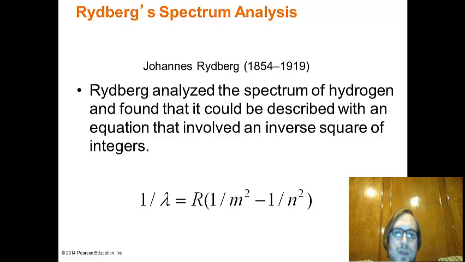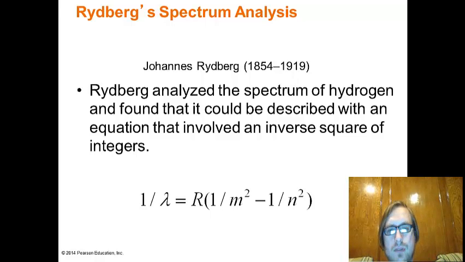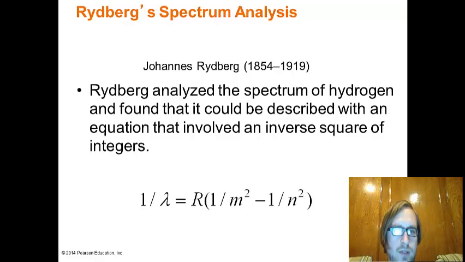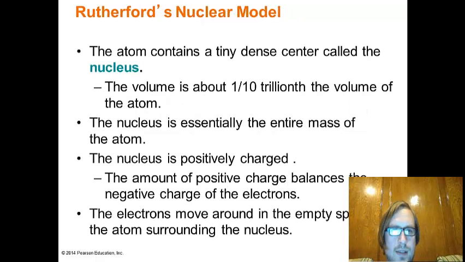So Johannes Rydberg analyzed the spectrum of hydrogen and found it can be described with an equation that involved an inverse square of integers. That means that the inverse of the wavelength is equal to R times the difference between the inverse square of m and the inverse square of n. What's important here is that m was always an integer and n was always an integer, always a whole number. And the fact that this relationship existed gave us a lot of data and information for going forward.